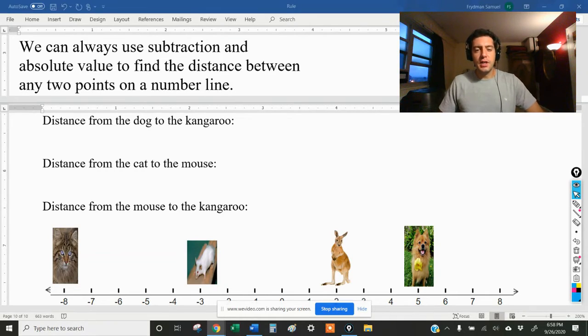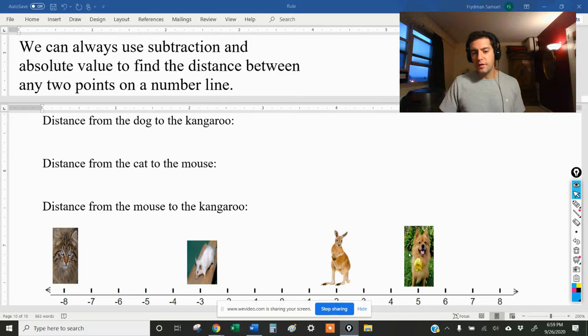Hi everybody. Today we're going to talk about finding the distance between 2 points. We can always use subtraction and absolute value to find the distance between any 2 points on a number line. Before I do an example, let me quickly talk about what the absolute value of a number is, in case you don't know.